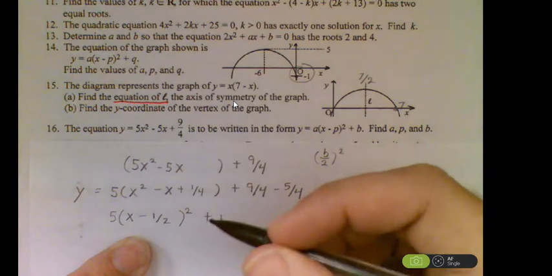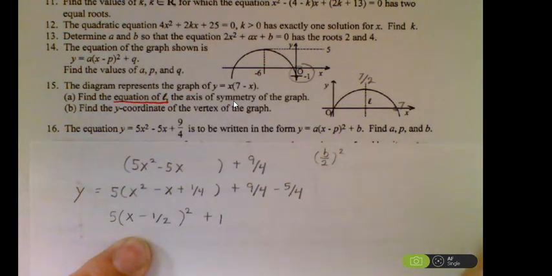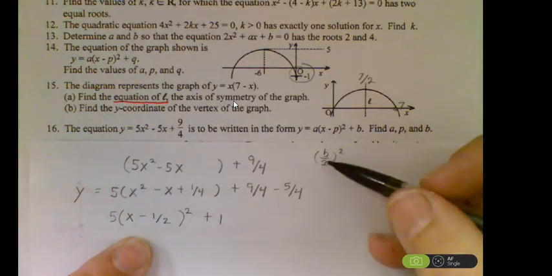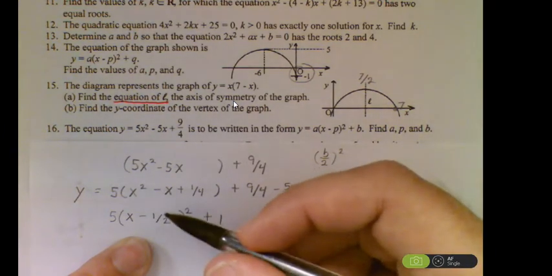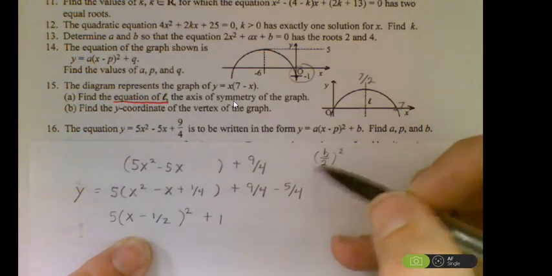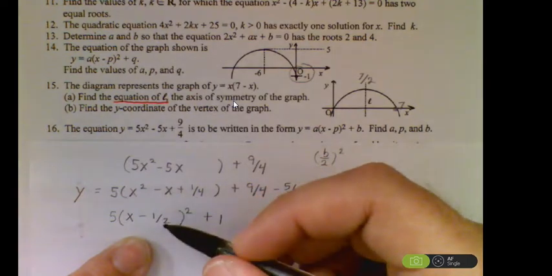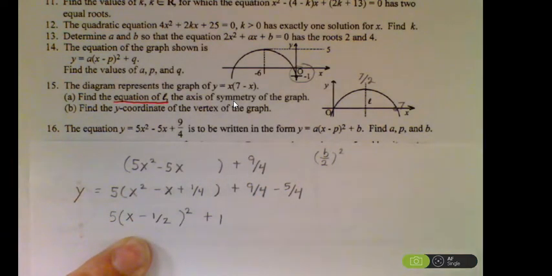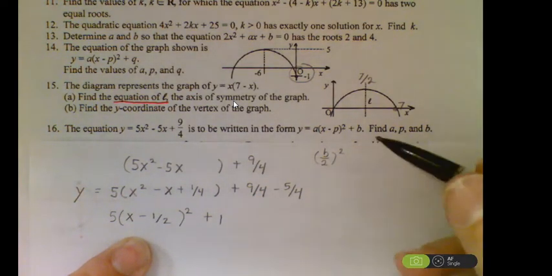So with fractions, sometimes it can be harder to tell what the factor should look like. So if you keep that rule in mind, that's an easy way of figuring out what should go here. So it's always b over 2. So in this case, negative 1 over 2 is what should go right there. So now we can easily identify what a, p, and b are.